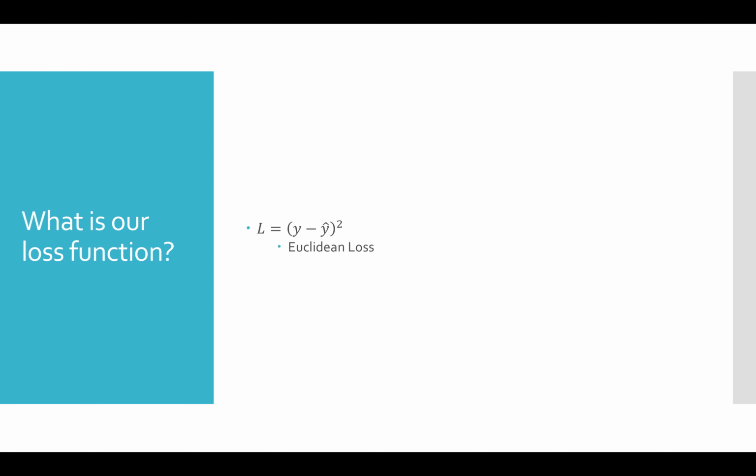What's our loss function? You can use a lot of different loss functions, but right now we'll focus on Euclidean loss. So we're going to do squared error here. We have y is the truth and y hat is the prediction. And we want to minimize the difference between those two squared. In terms of what we showed a few slides ago, this is going to be y minus out. So out is going to be our prediction.